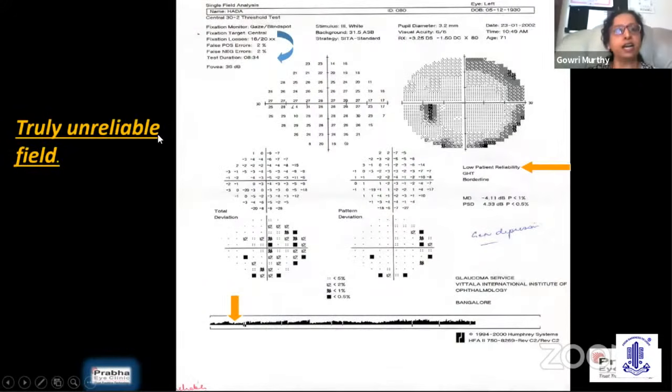A truly unreliable field will have high fixation losses, and the gaze tracking also will show a lot of deflections, and such a field is also marked here as low patient reliability. One should have extreme caution and should not preferably interpret such fields.